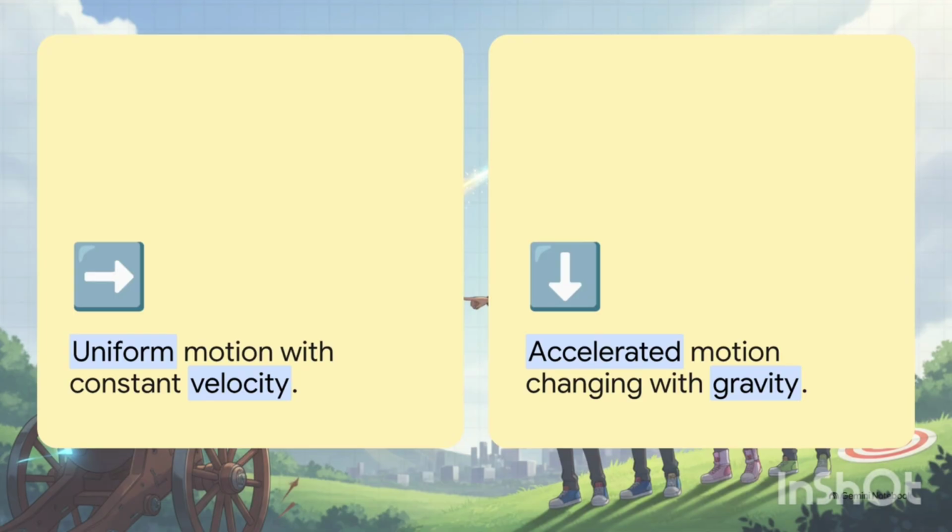Horizontally, the motion is uniform. The speed is totally constant because, assuming no air resistance, nothing is pushing or pulling it side to side. But vertically, gravity is constantly yanking it down, which means the vertical velocity is always changing.